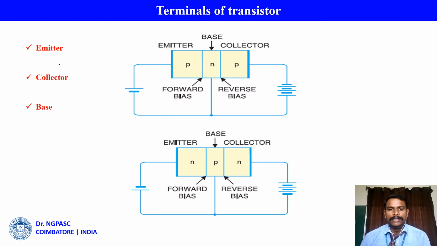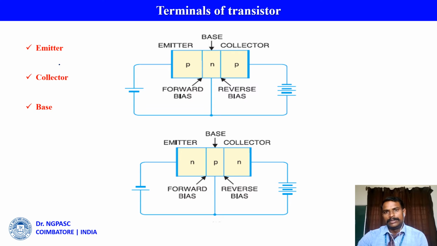Next, the terminals of a transistor. A transistor has three sections of doped semiconductor. The section on one side is the emitter, the section on the opposite side is the collector, and the middle section is called the base. These form two junctions between the emitter and collector.